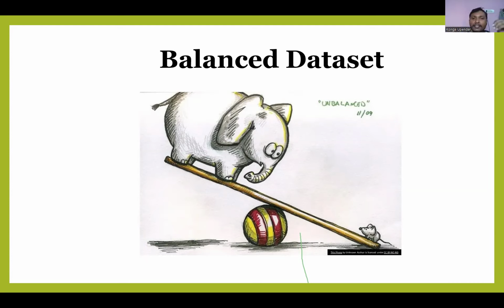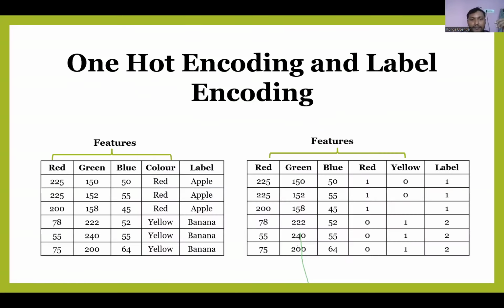In model building, if you give more data about a particular class, your model will learn only that class. Whatever images you give, it will tell about that class only. Because it learns too much about the particular class, it's called overfitting. Let's say if the banana images are more, even if you give an apple image, it will tell you banana. So we need to take care of it.